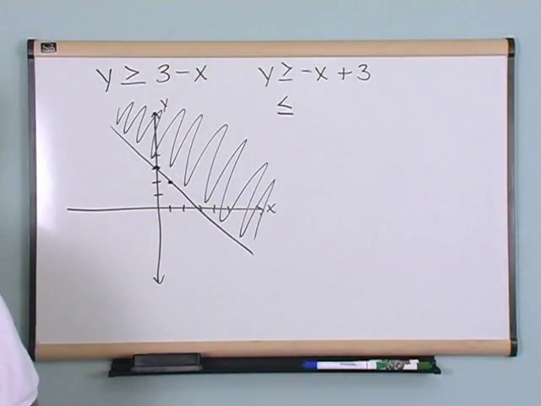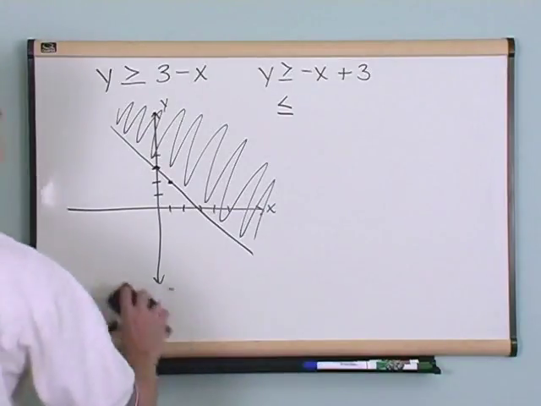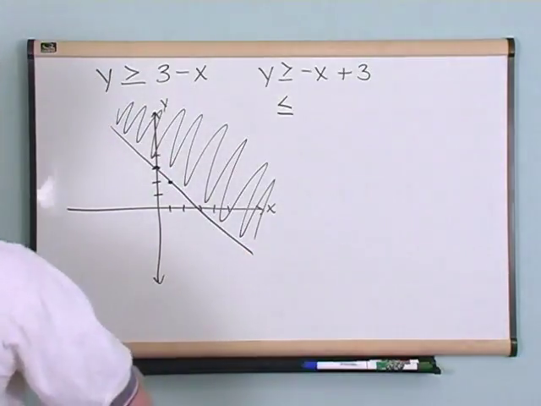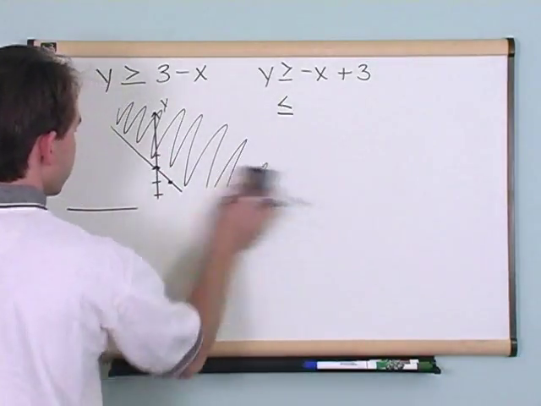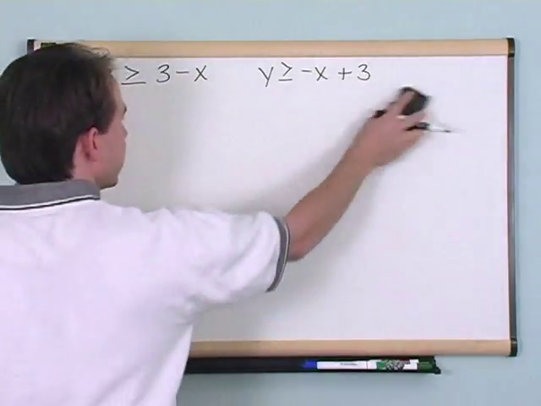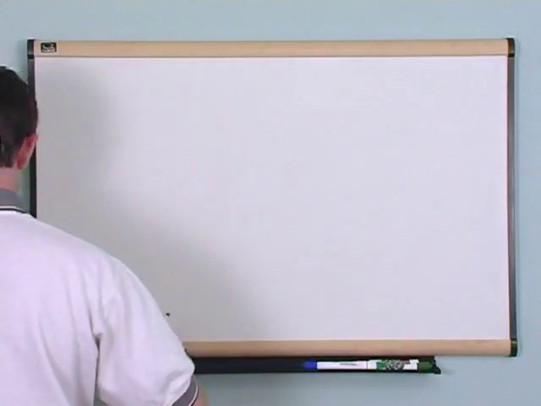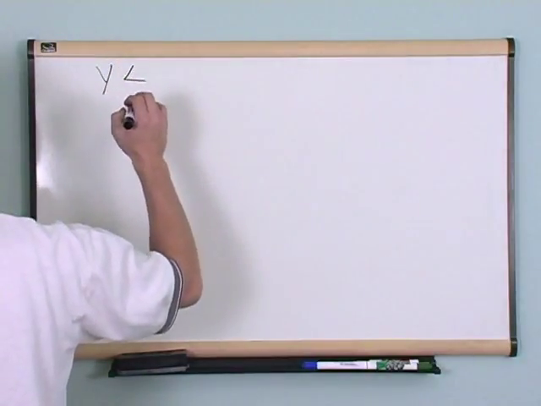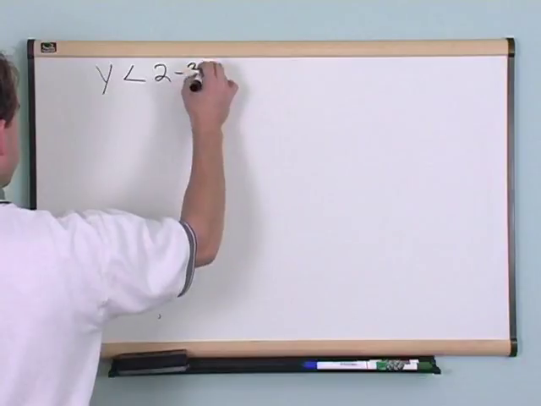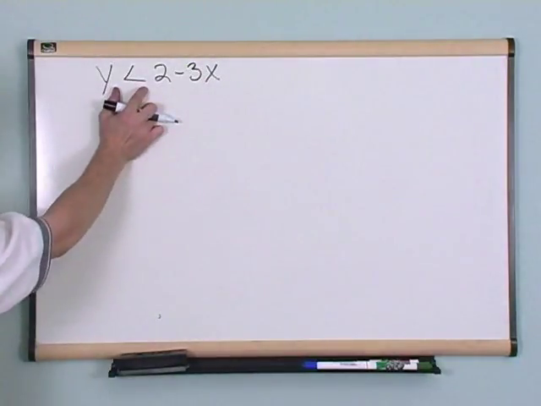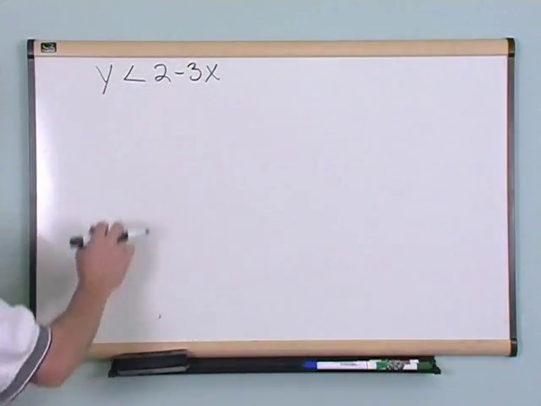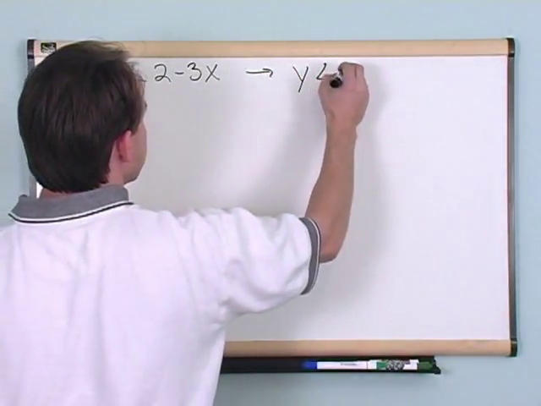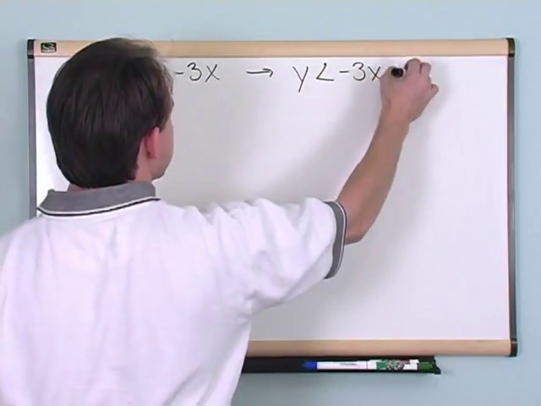Let's do a couple more examples, and I think things will become clear. And I also want you to notice that this line here, I drew it as a solid line. And I will explain why I did that in a second when we get to the next problem, actually. But I want you to kind of keep track that that was no accident. Let's say I give you y is less than 2 minus 3x. Notice it's not less than or equal to, it's just less than. Okay? I'm going to rewrite this and say y is less than negative 3x plus 2.